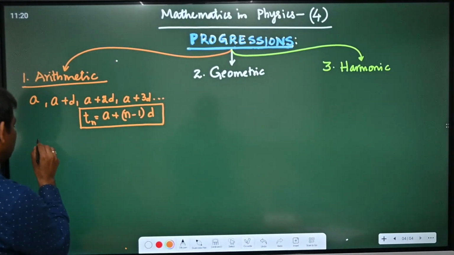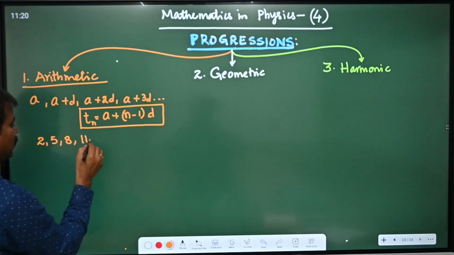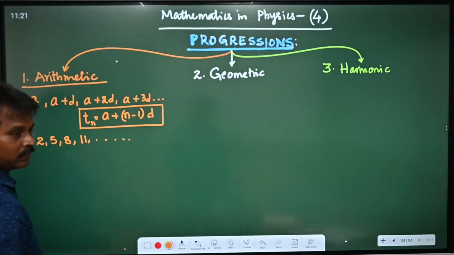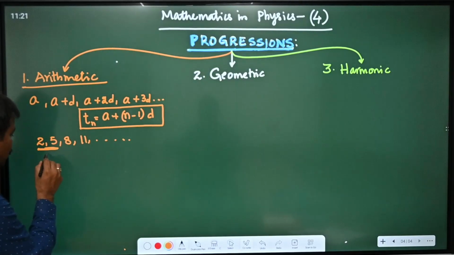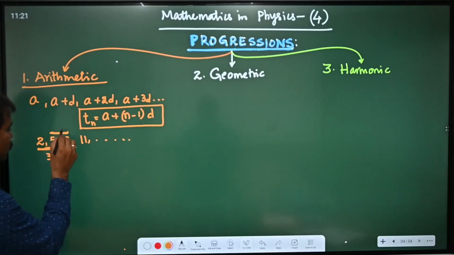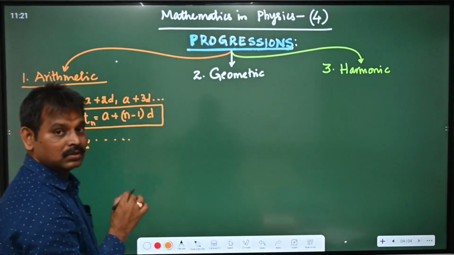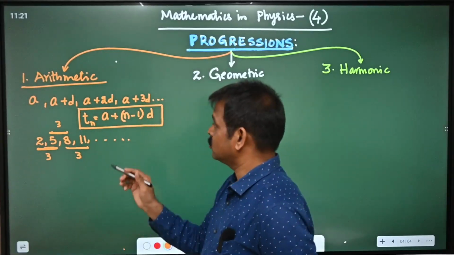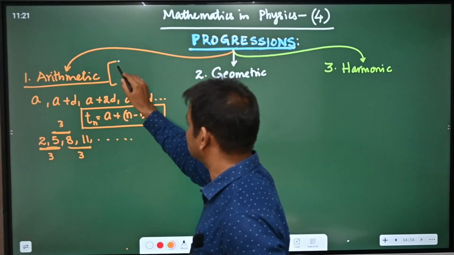Just like, let us say this is 2, 5, 8, 11 and so on. And in this you can see the difference between these two is 3. Difference between these two also 3. Difference between these two also 3. This is called common difference.